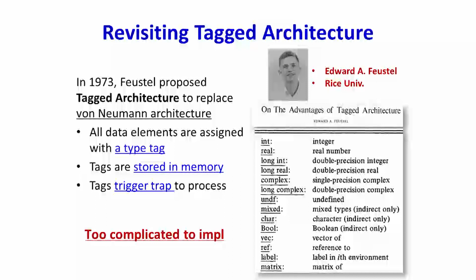So the type is quite complicated. Actually, this is a high-level language type. And second, all tags are stored in memory, and then the tag will be triggered. The tag will trigger traps or interrupts to process how to deal with the tag. So this idea is quite nice, but it's too complicated to implement. So today we still don't have such a tagged architecture machine.